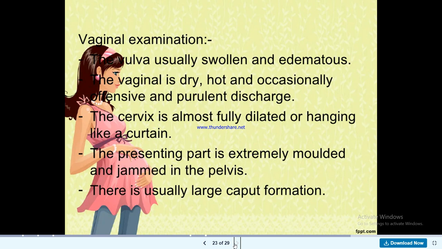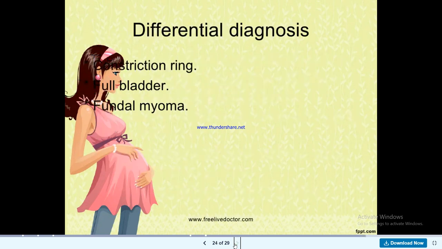Vaginal examination, the vulva is usually swollen and edematous. The vagina is dry, hot, and occasionally has offensive and purulent discharge. The cervix is almost fully dilated or hanging like a curtain because it is not properly effaced as it should be. The presenting part is extremely molded and jammed in the pelvis. There is usually large caput formation. It is the swelling on the most dependent part of the skull, because of the compression of the birth canal on the skull of the fetus.